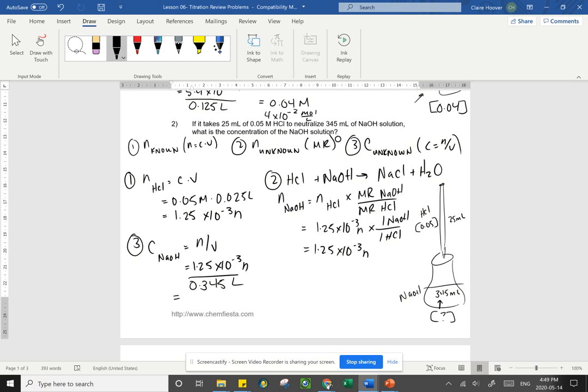And again, 25 has 2 sig figs, 0.05 has 1, and 345 has 3. So I'm going to report this as just 4 times 10 to the -3 moles per liter. I could also write this as 4 times 10 to the -3 mol per L, or I could put it in square brackets. Okay, all the same thing.